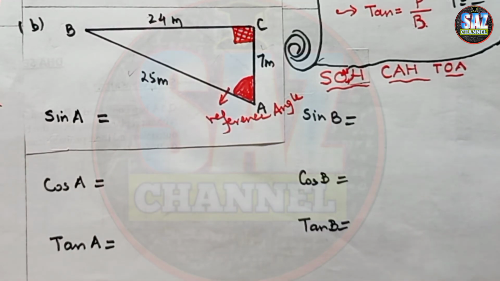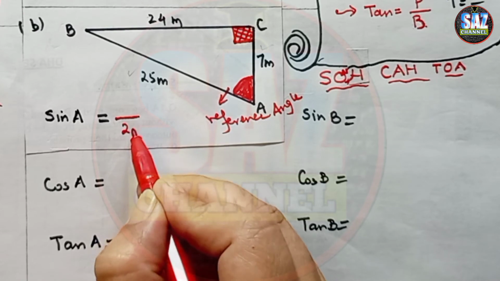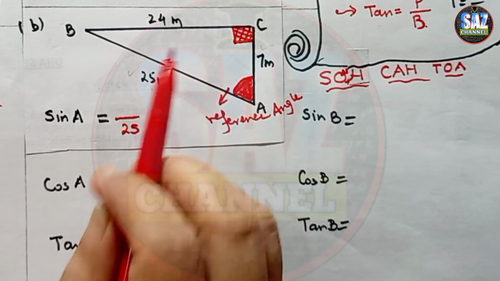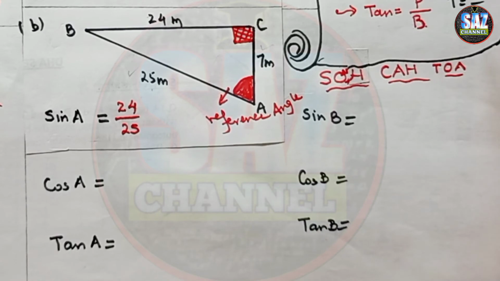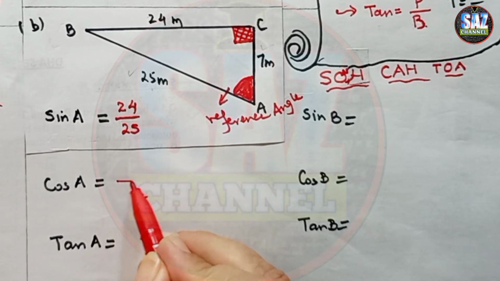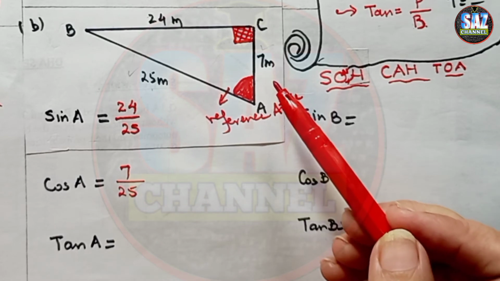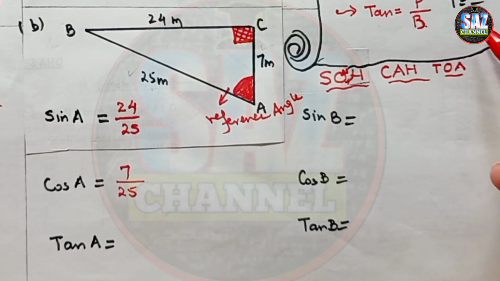Now recall that sine is the ratio of opposite and hypotenuse. Let me write down the hypotenuse first, that is 25, and opposite to this is 24. Then cos is adjacent upon hypotenuse. Adjacent is 7, so 7 by 25. And for tangent, opposite upon adjacent, that is 24 by 7.